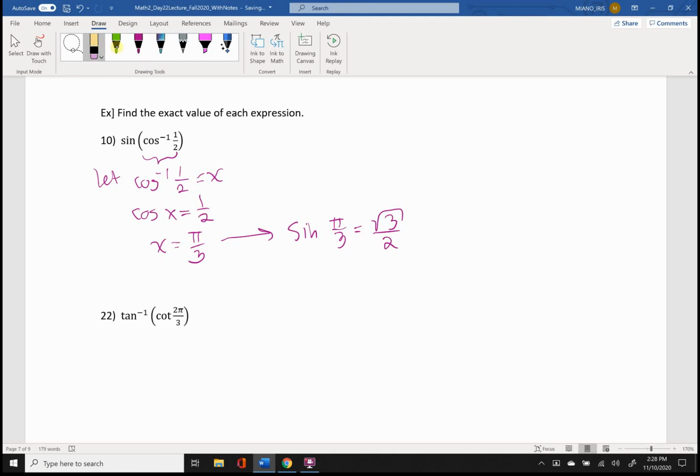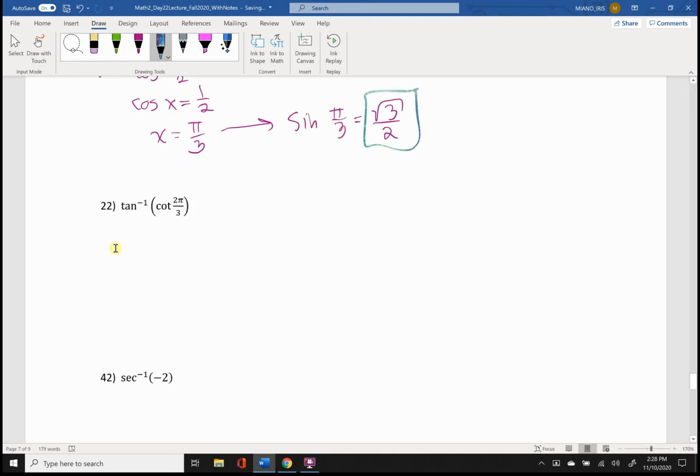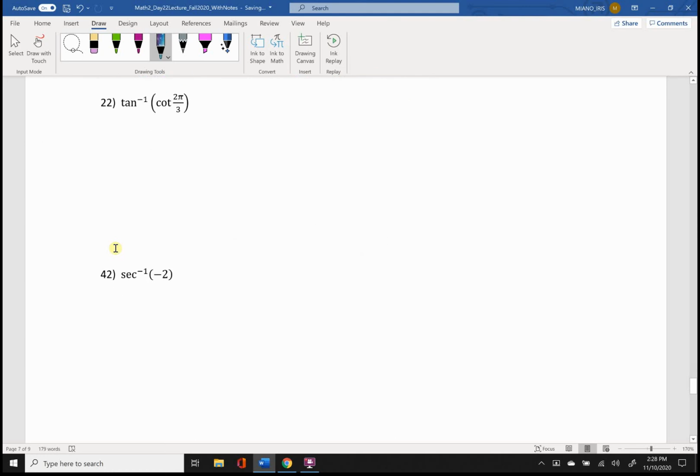Sorry, I got a little wild with my boxing there. I just want to box this part. That's my final answer. Okay, let's do this again, but with a cotangent and a tangent inverse. Again, just focus on this little bit, the argument of the tangent inverse, and call it cosine 2 pi over 3 over sine 2 pi over 3.